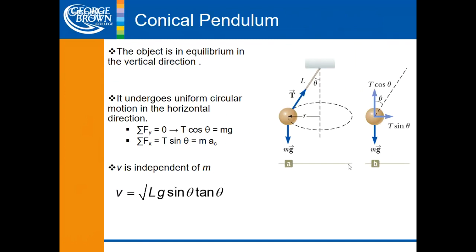So that's one type. The other one is this idea of a conical pendulum. What does that mean? It means a cone shape. You have one end of the cable attached to a ceiling, as an example. And it's not moving back and forth like a regular pendulum. It's actually moving around in a circle, okay?